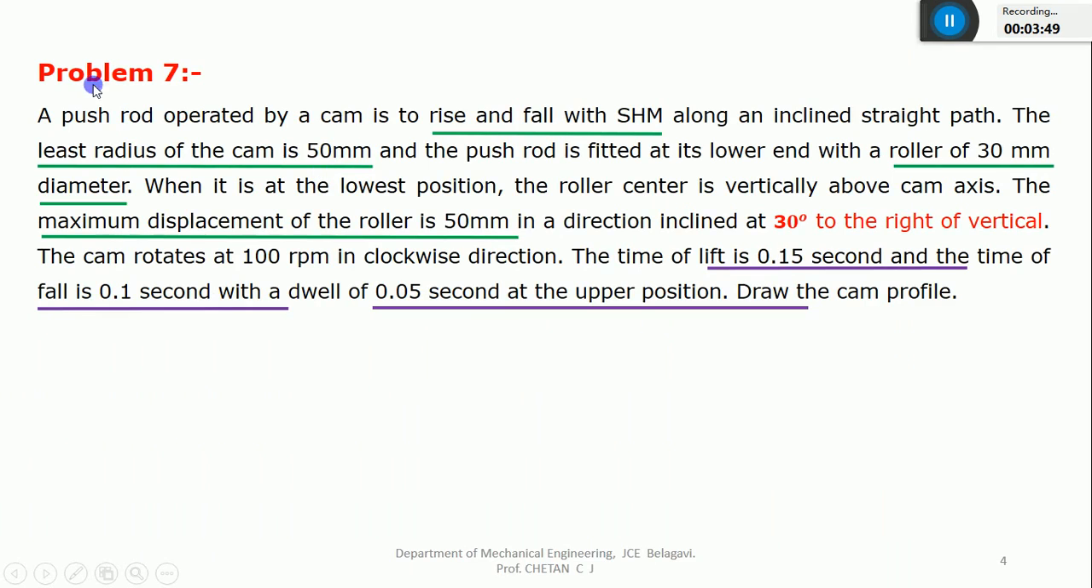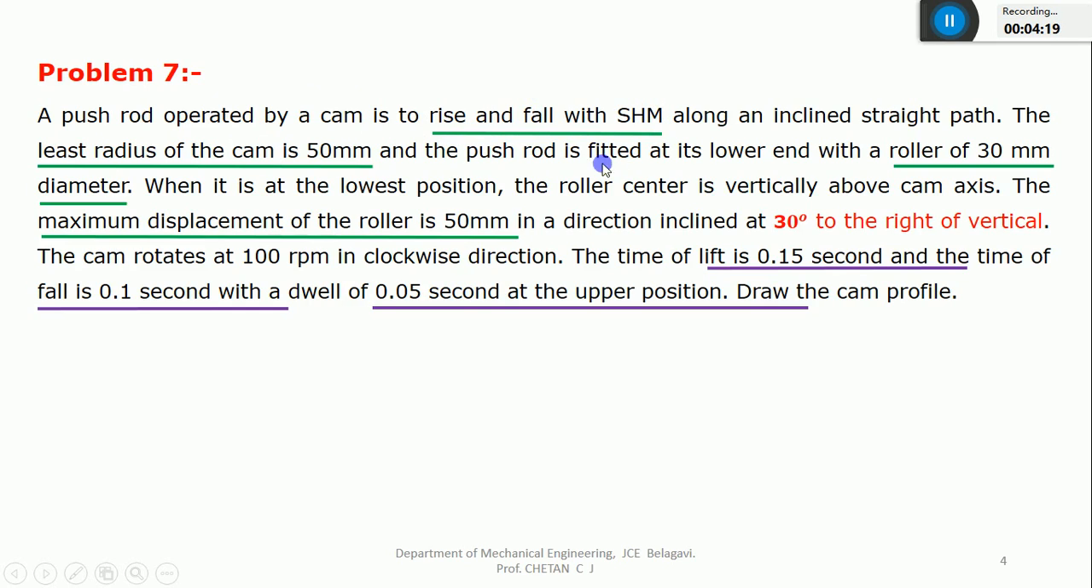Yeah, so please note down problem number 7. First I'll read out the complete problem, and after that I'll note down the given things. After that I'll go with the displacement diagram, then finally the cam profile. So the problem states that a push rod operated by a cam is to rise and fall with simple harmonic motion. So there is a follower and there is a cam, and it has to rise and fall with simple harmonic motion. So it is clear.